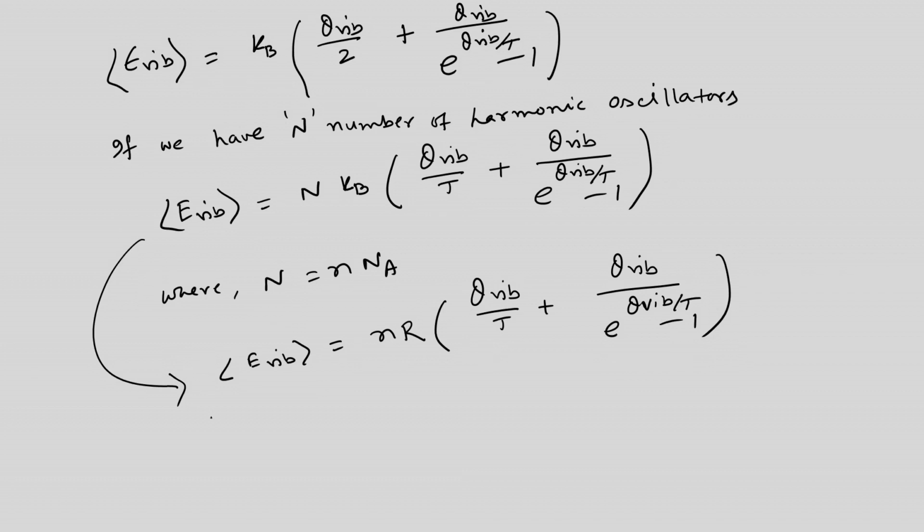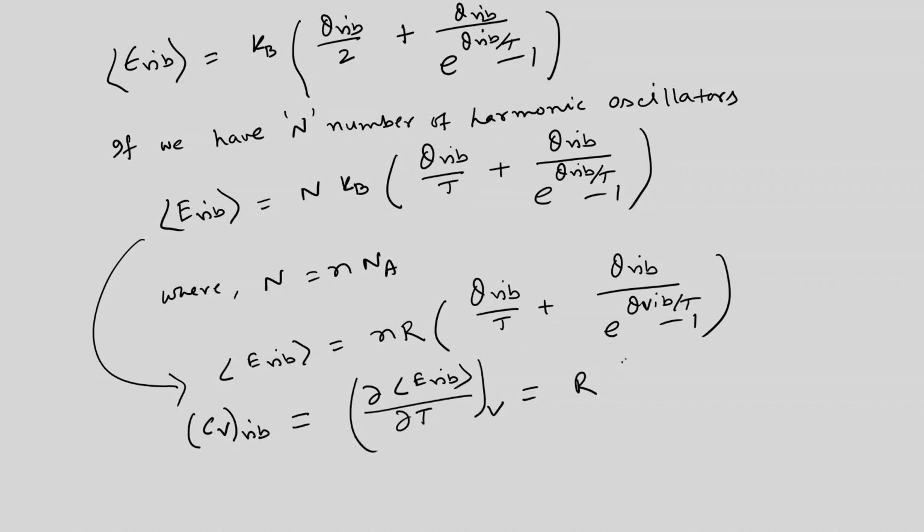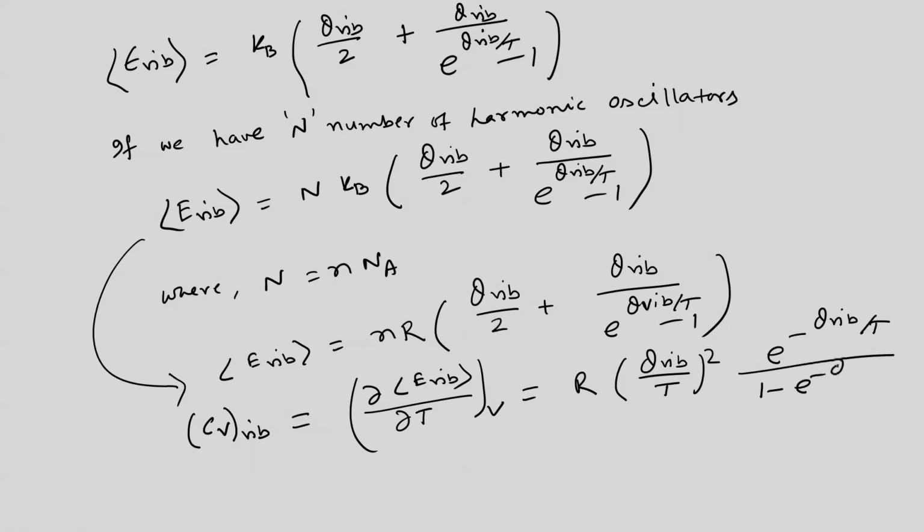Now, we can calculate CV for vibrational degrees of freedom, and if we do it, we get the expression for CV for vibrational degrees of freedom as R (theta vibrational by T) to the 2 times e to the minus theta vibrational by T. In the denominator we have (1 minus e to the minus theta vibrational by T) to the 2.